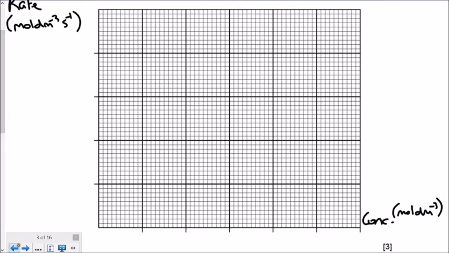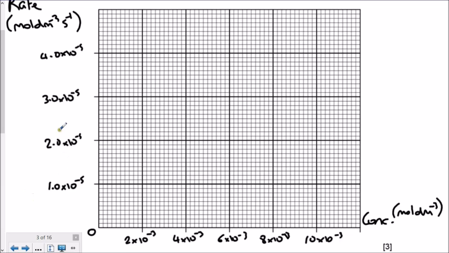So for that I'll need to look back at the data in the first part of the question, and then I'm going to add a scale to this graph. Second mark in this section of the question will be for having a suitable scale on both axes. So you can see that it's a linear scale, as in it's going up in equal values each time on both axes, and I've used as much of the graph area as I possibly can.